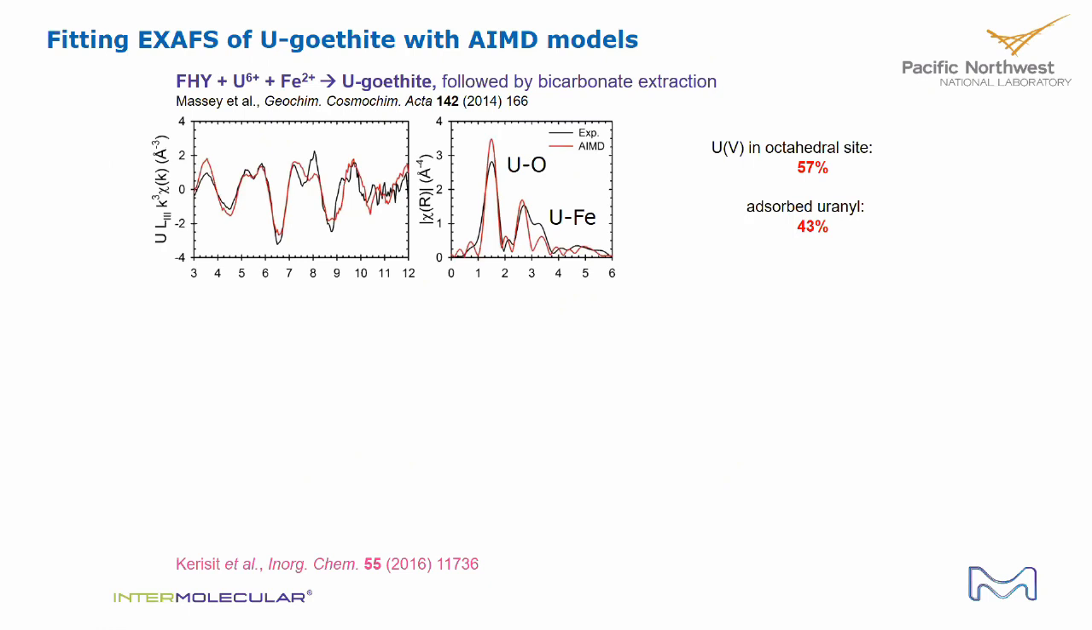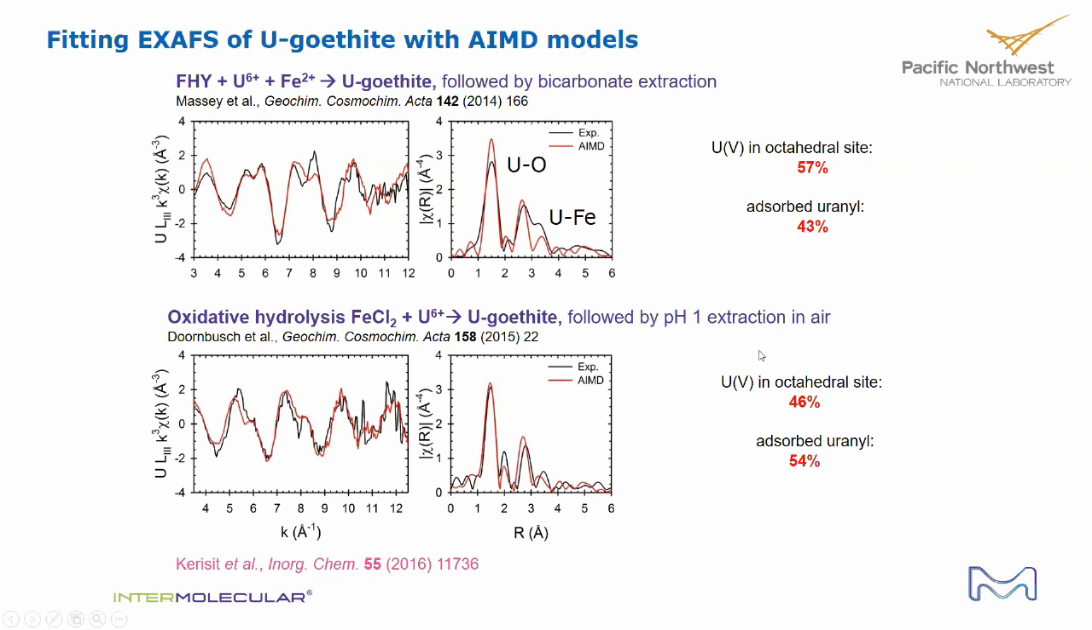We looked at some previously published XAFS spectra. In this first case, work from Mike Massey, they had ferrihydrite, which they reacted with uranyl and iron-2 as a reducing agent to wind up with uranium incorporated in goethite. They performed a bicarbonate extraction to try to remove some weakly adsorbed uranyl. When we do our linear combination fit, we get pretty good agreement with the main features in the spectrum, especially in the Fourier transform. In this fit, we found that about 57% of the uranium is in the 5+ state in the octahedral sites in the goethite structure. But still, we have a lot of adsorbed uranyl.